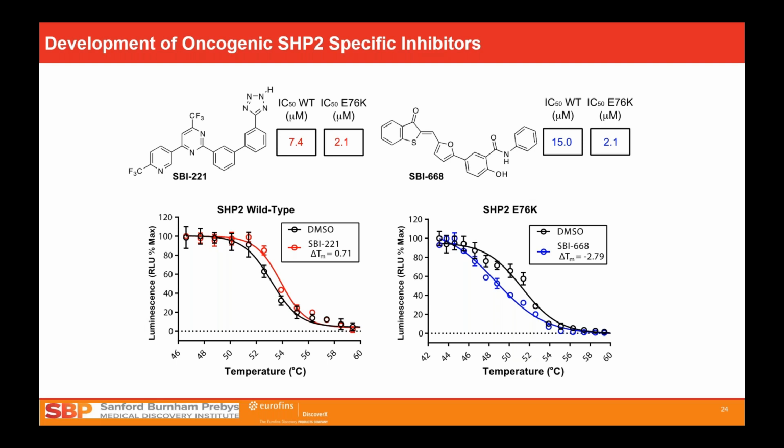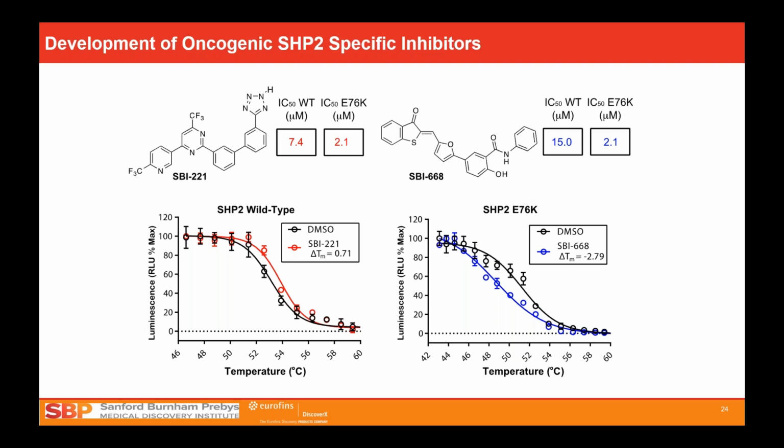To the right then, we have this compound SBI-668. I've indicated its in vitro potency. And then when we direct this compound against SHP2 E76K, the oncogenic form of SHP2, we actually see that this compound is a destabilizer. So in DMSO in black, you can see the curve generated by E76K, and then in blue, we see the effect of the compound SBI-668.